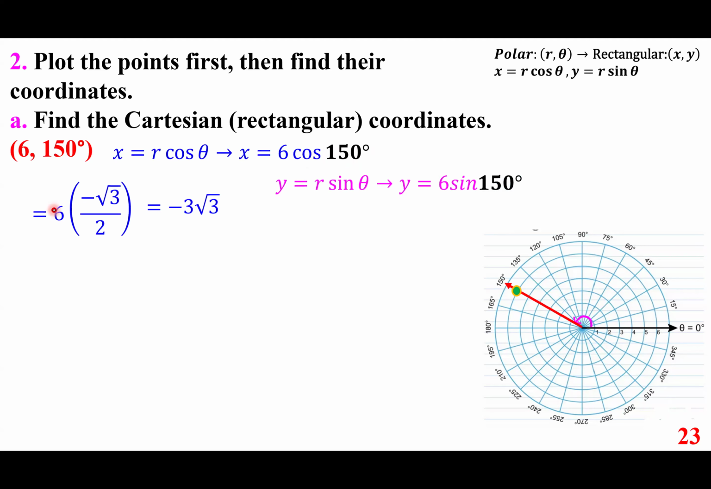Y is r sine θ, and sine of 150 is the same as sine of 30, which is 1/2. And remember, sine is positive in the second quadrant. We get 3. So (6, 150°) in (r, θ) is (-3√3, 3) in rectangular coordinate system.